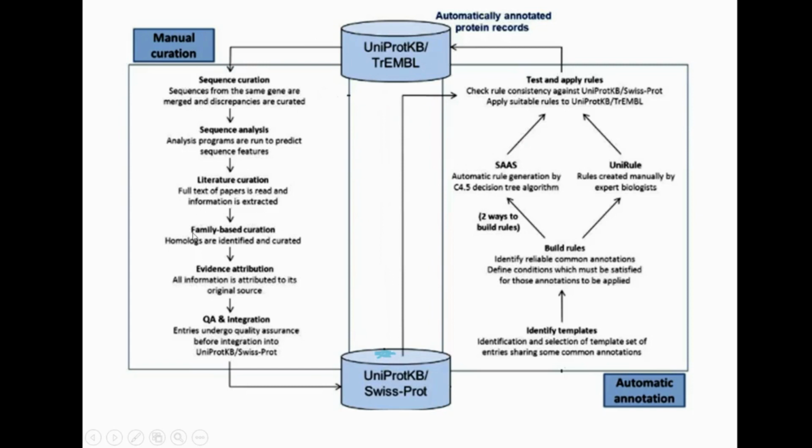The next step is the family-based curation, where the homologs are identified and curated. Then evidence attribution, where all information is attributed to the original source. See the protein existence tag, evidence, we will find the evidence. So all the information is attributed to the original source. Then the quality assurance and integration step, where the entries undergo quality assurance before integration into the UniProt KB Swiss-Prot.